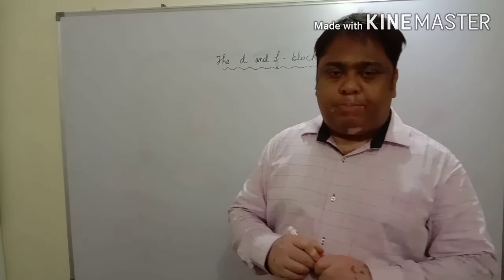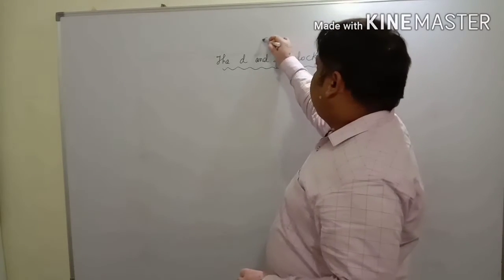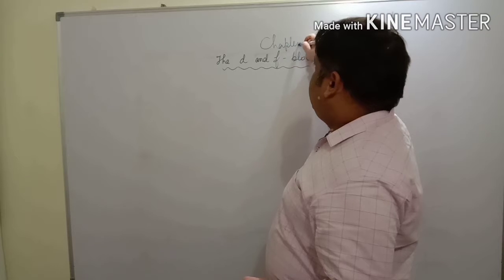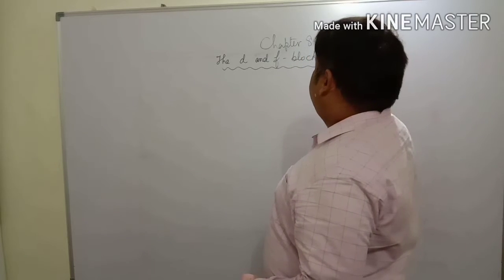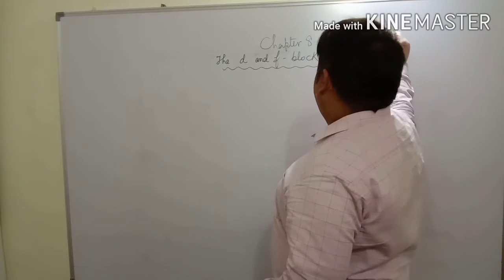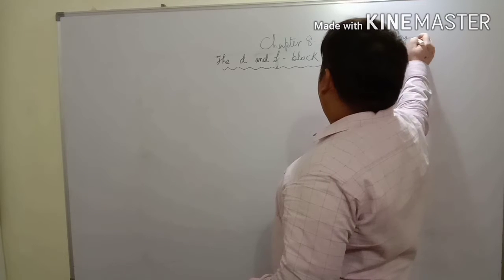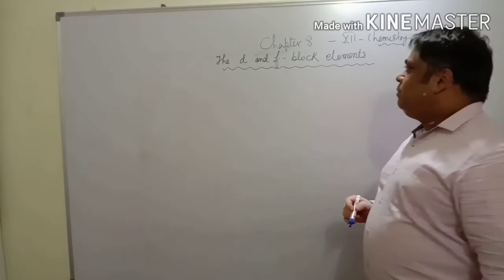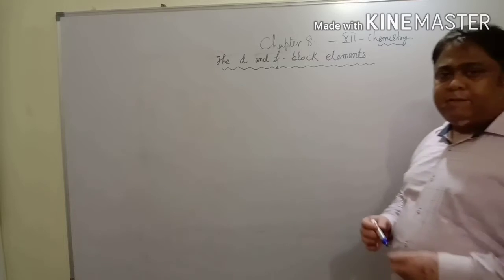So now we'll start chapter 8 of class 12 chemistry, and this chapter's name is the D and F block elements.